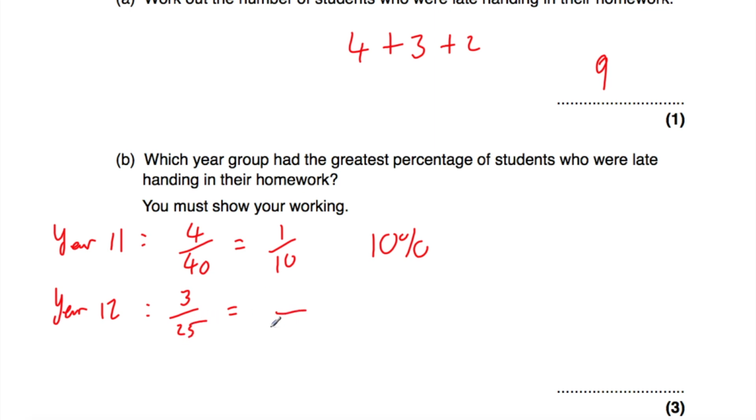Multiplying the denominator by 4 is 100. And multiplying the numerator by 4, 3 times 4 is 12. So that's 12 out of 100 or 12%. So 12% of the year 11 students were late handing in their homework. And then finally, let's have a look at year 13.